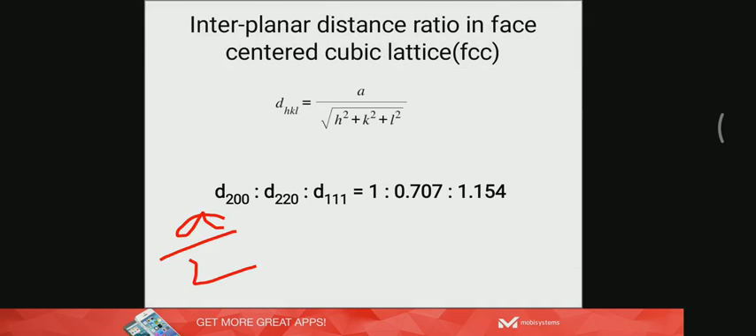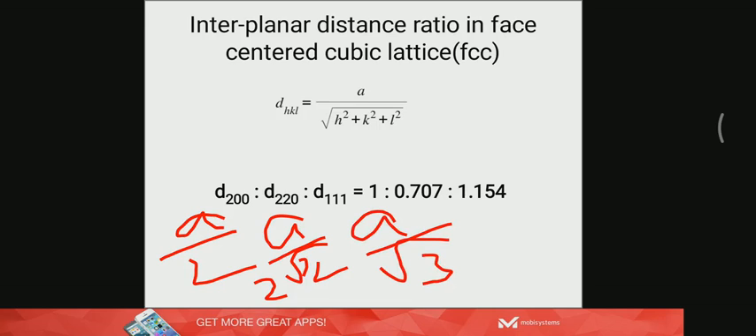Then the value for d220 will be a by root of 2 square plus 2 square. So it will be root of 8, or a by 2 root 2. Then finally d111, the value is a by root 3. Taking the ratio, you will get 1 by 2 is to 1 by 2 root 2 is to 1 by root 3. Multiplying by 2, you get 1 is to 1 by root 2 is to 2 by root 3, which comes out to be 1 is to 0.707 is to 1.154. So this is the characteristic interplanar distance ratio for face-centered cubic.